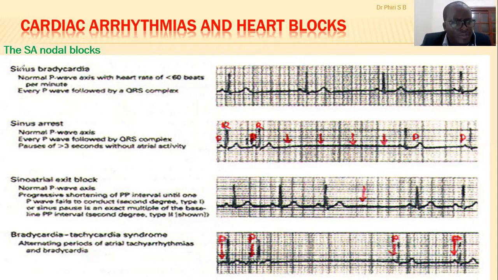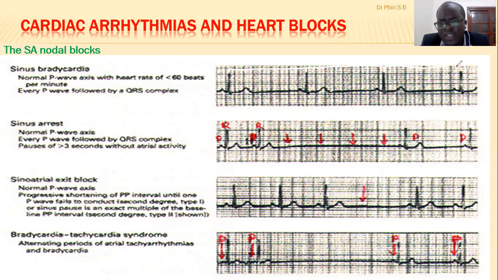So if you have sinus bradycardia, you have normal P wave axis with a heart rate of less than 60 beats per minute. So it means that these pacemaker cells are firing at less than 60 action potentials per minute. That will bring about a heart rate of less than 60 beats per minute. So you can see here that there is elongation of the R to R interval. Under normal circumstances, it's not supposed to be this elongated. So you have a bradycardia because you have elongation of the R to R interval.